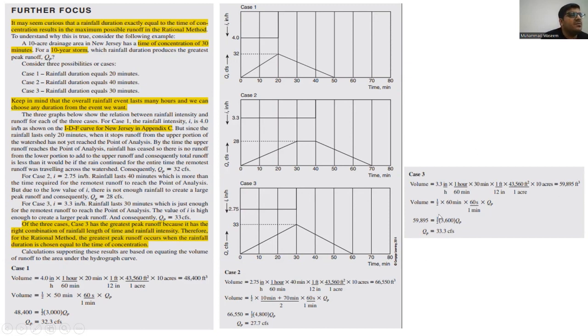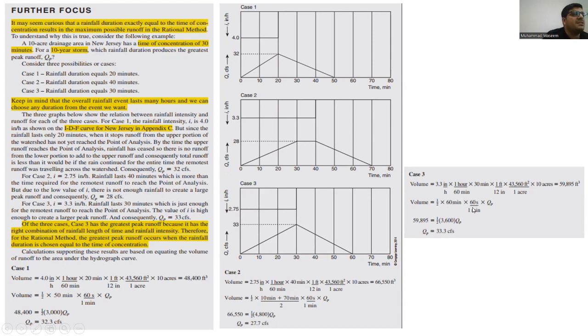In the third case, the time of concentration is exactly equal to the rainfall duration. Here the intensity changes to 3.3 inches per hour. For this we did the conversions as we have been doing. The hour we changed into minutes, and we have 30 minutes of rainfall duration. So 1 foot per 12 inches, and again we changed our 10 acres into square feet. We got 59,895 cubic feet, and then we find the volume of this triangle.